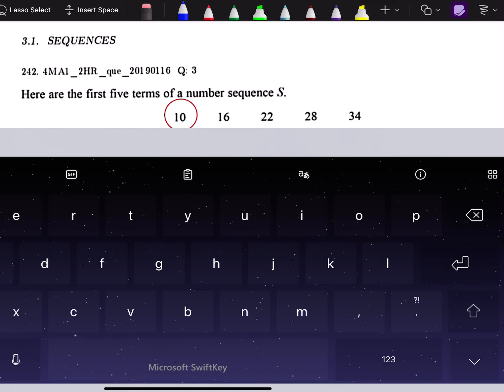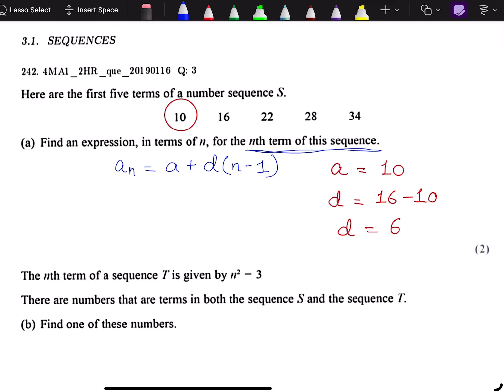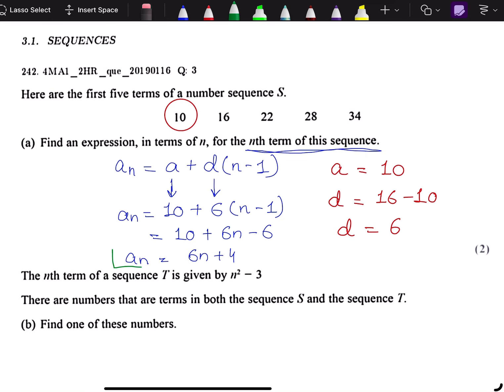So a is equal to the value we have taken here, that is 10, plus d times n minus 1. So d is 6 times n minus 1. If we further simplify it, we need to open up the brackets. That would be 6 times n, 6n, 6 times 1, 6. And the final form would be a_n equals 6n plus 4. So that is the simplified form of the nth term of this given sequence.